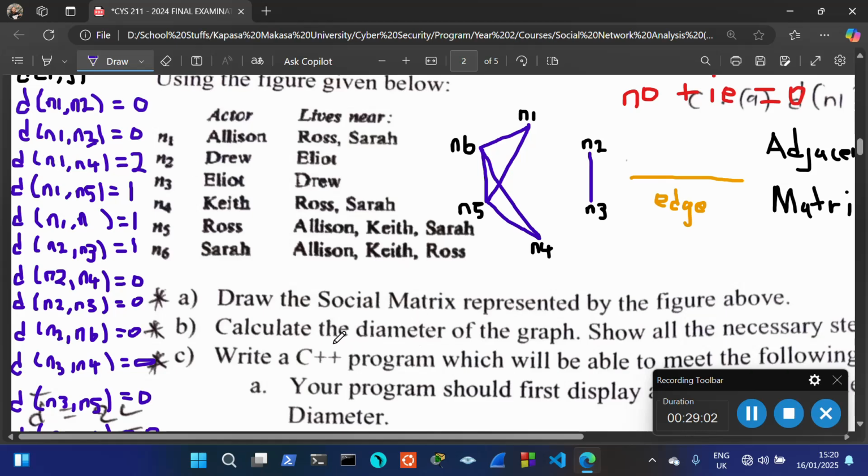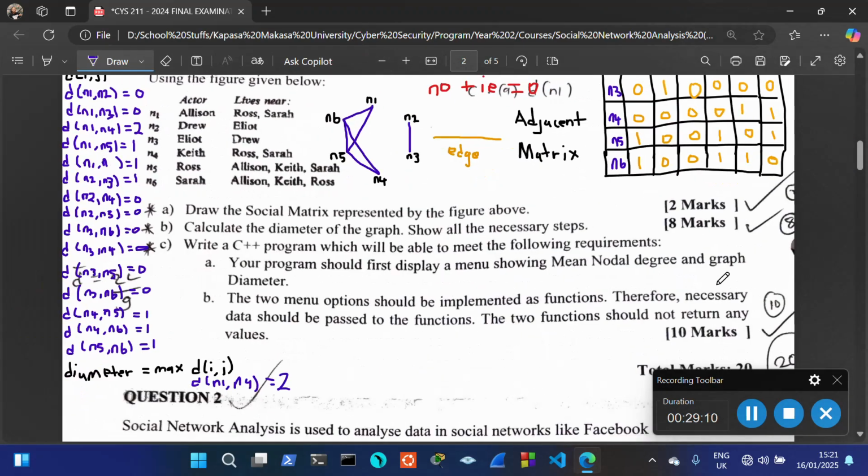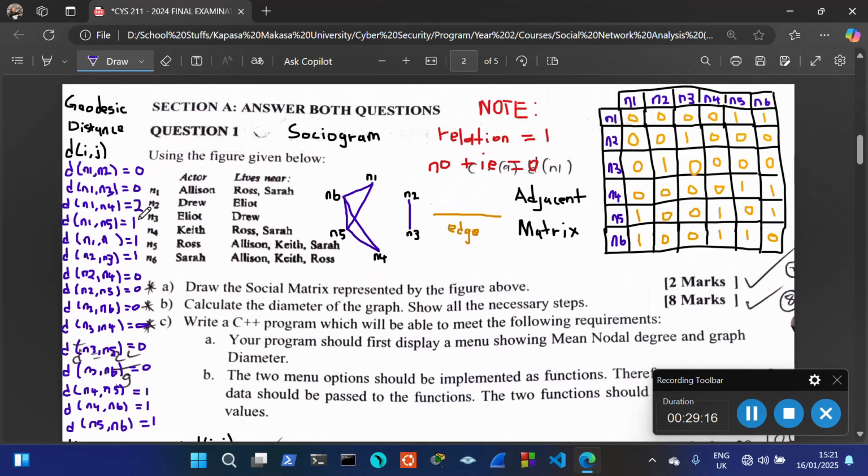So that's the meaning of calculate the diameter of the graph, show all the necessary steps. No wonder it's 8 marks, because we started off with the geodesic distances. If you know what you're doing, it's not necessary, but because of the marks, you just need to show it, because you can even find the diameter just by looking.